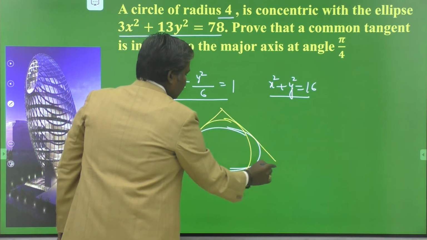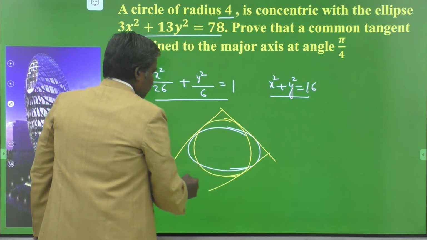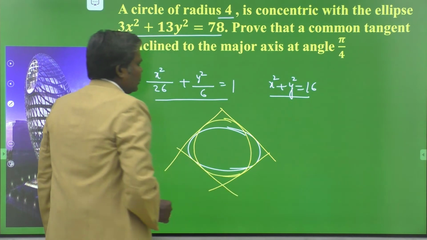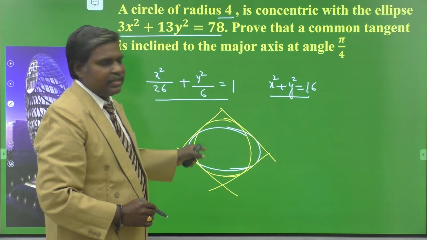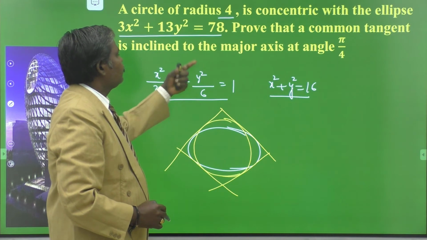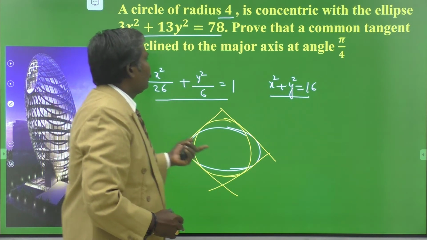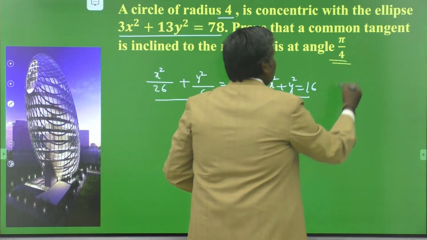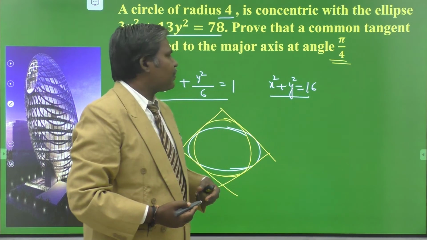This is the common tangent. This is another common tangent. This is also a common tangent. This is also a common tangent. We have to find the slope of the common tangent. Then its corresponding inclination, you have to show that it is pi by 4.